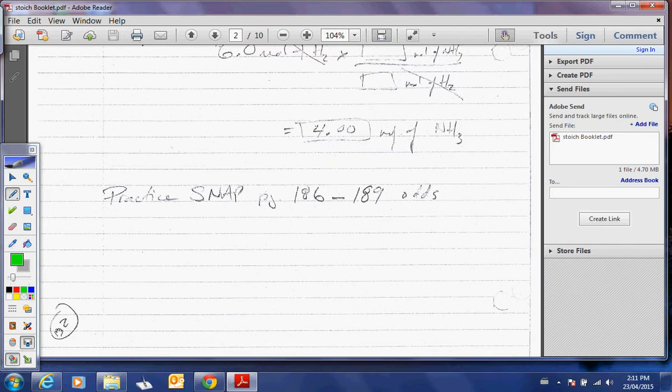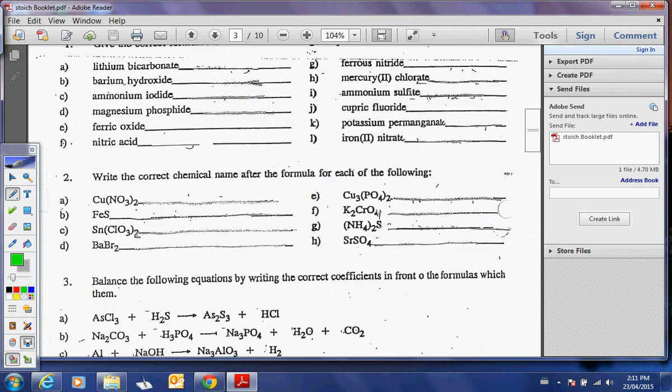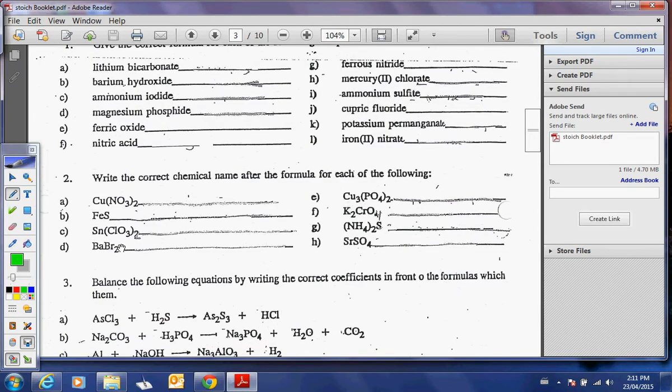Okay, so practicing this, you're going to use your snap booklet, which takes you through the steps really nicely. So the snap booklet, page 186 to 189, just do the odds. If you need more practice, you can do the evens. And then when you're done that snap booklet, I want you to go and do page 3 in your book. Okay?